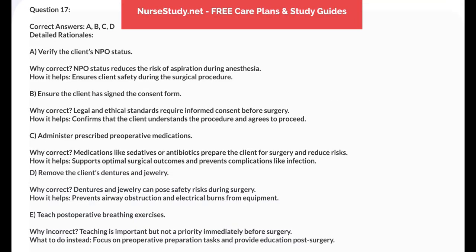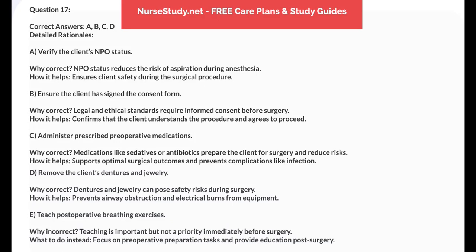Correct answers: A, B, C, D. Detailed rationales. A. Verify the client's NPO status. Why correct? NPO status reduces the risk of aspiration during anesthesia. How it helps: ensures client safety during the surgical procedure. B. Ensure the client has signed the consent form. Why correct? Legal and ethical standards require informed consent before surgery. How it helps: confirms that the client understands the procedure and agrees to proceed.